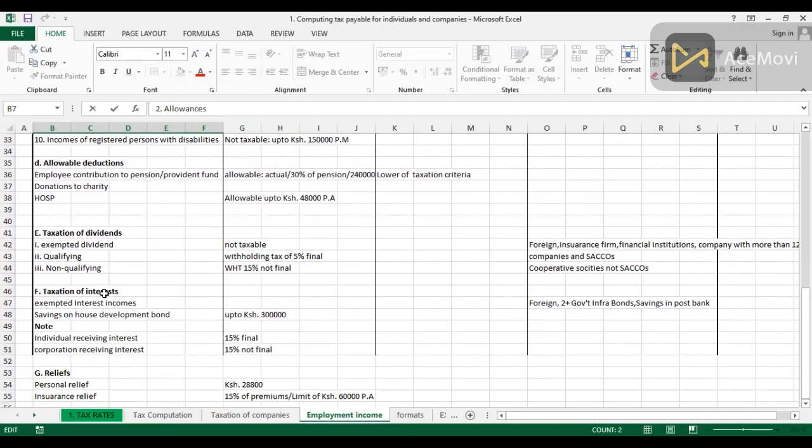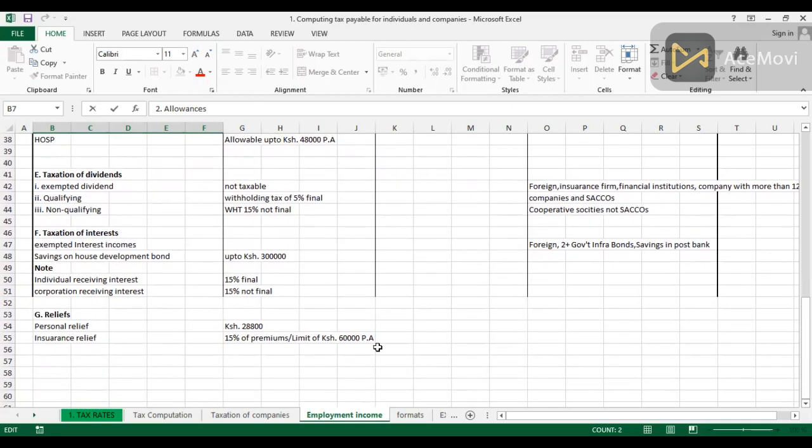Then we go to taxation of interest, exempt interest. You have from foreign government infrastructure bonds of more than 2 years, and also savings from post bank are tax exempted. So if you want to save, you may consider saving in post bank because it's tax exempt. For the individual receiving interest, the 15% withholding tax is final, while if it's a corporation receiving interest, the 15% is not final.